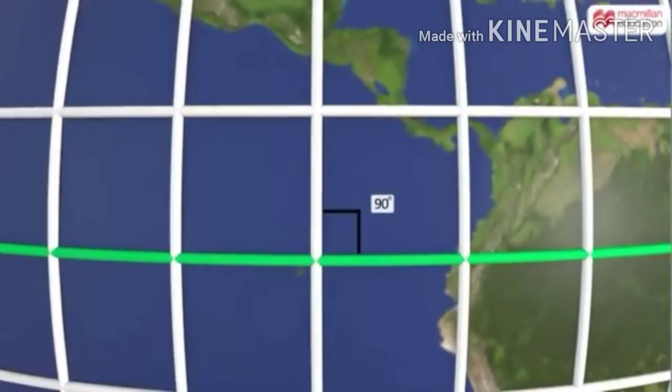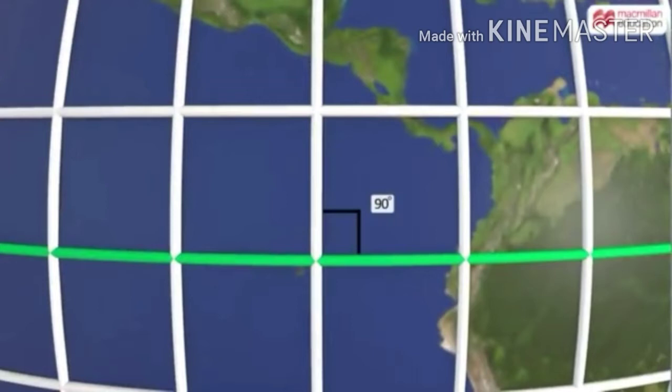Now, I explain about latitude. Latitudes are horizontal lines drawn on the surface of the earth. They run parallel to each other and are also known as parallels of latitude.